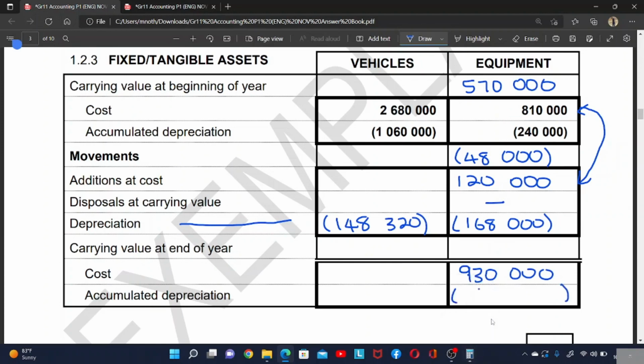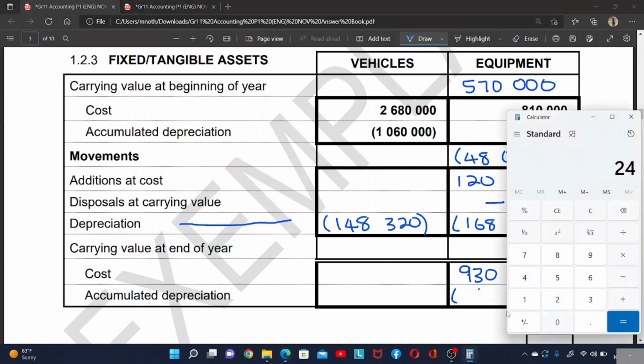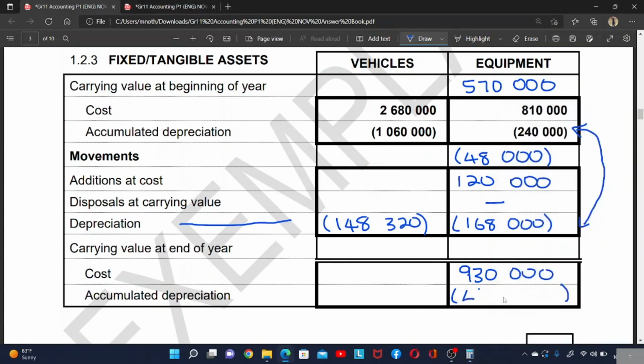Now, to get the accumulated depreciation at the end, we are going to say accumulated depreciation at the beginning plus depreciation. So it's 240 plus 168,000, which is equal to 408,000. So to get the carrying value, you say 980 minus 408, which is going to give you 522,000.